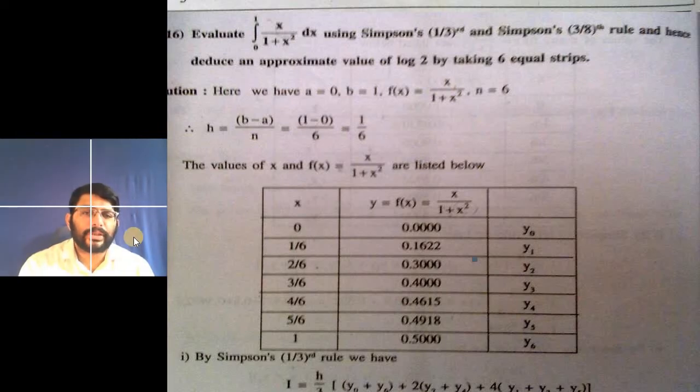In Simpson's 1/3 rule, at first, like the trapezoidal rule, for this given equation we should note down the given values. A value is 0, because here it is mentioned 0. B value is 1, which is clearly mentioned here. Then f of x, the function, is already mentioned: f of x is equal to x divided by 1 plus x square. In the question itself, they have clearly mentioned 6 equal strips, so we write n is equal to 6.